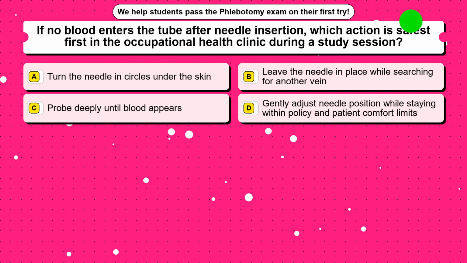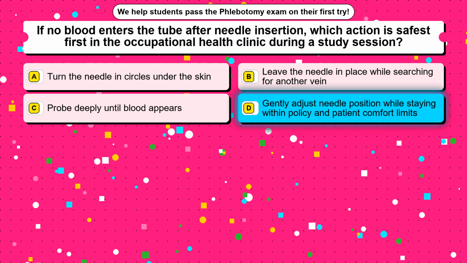Question 20. If no blood enters the tube after needle insertion, which action is safest first in the occupational health clinic during a study session? Option A, turn the needle in circles under the skin. Option B, leave the needle in place while searching for another vein. Option C, probe deeply until blood appears. Option D, gently adjust needle position while staying within policy and patient comfort limits.